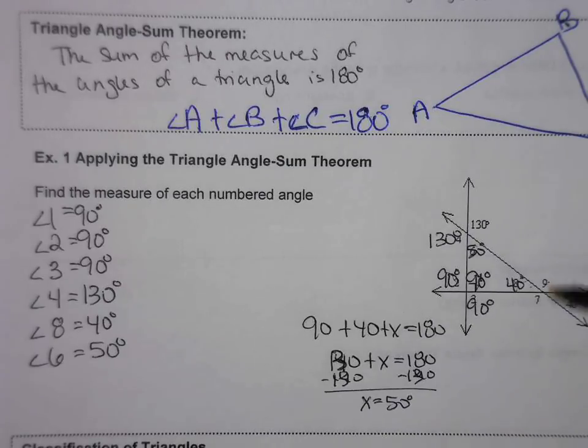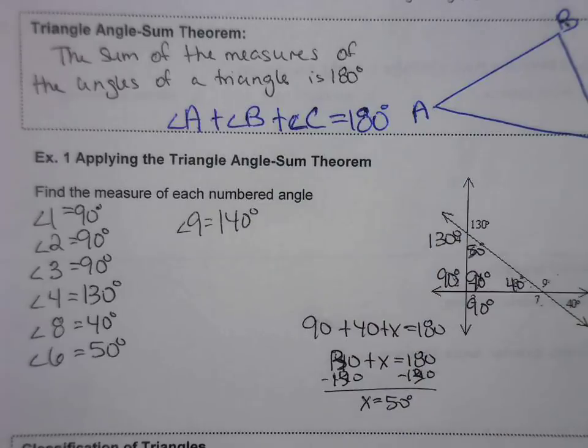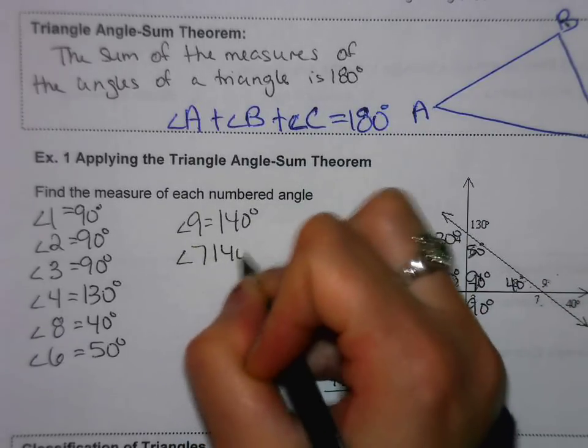Last ones we need to figure out are 9 and 7. These two are vertical, so they're going to be equal to each other. But since 40 and this angle 9 have to add to be 180, angle 9 will need to be 140 degrees. 40 plus 140 is 180. So angle 7 is also 140 degrees.